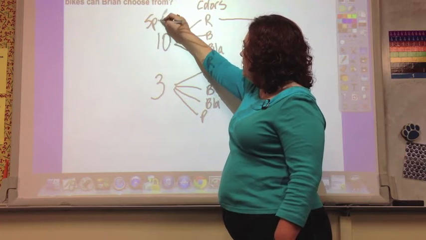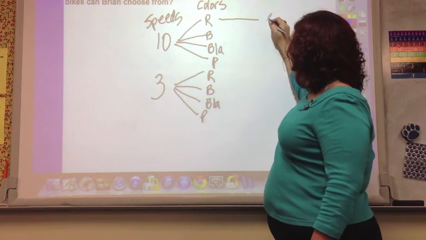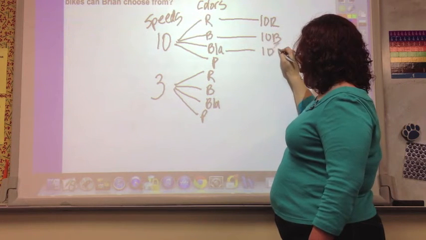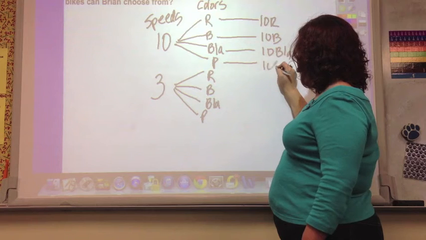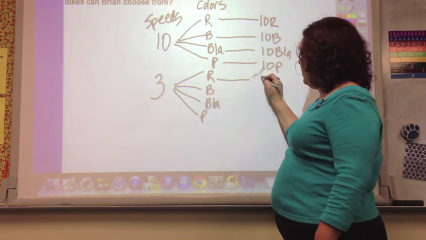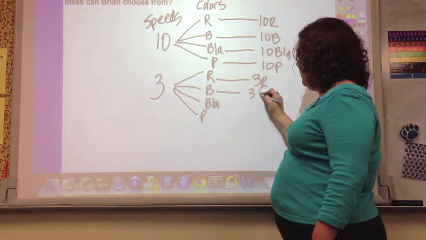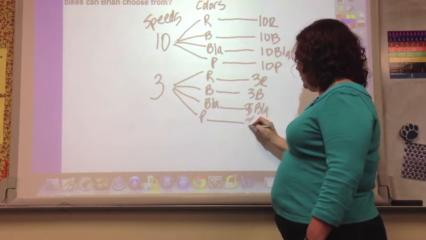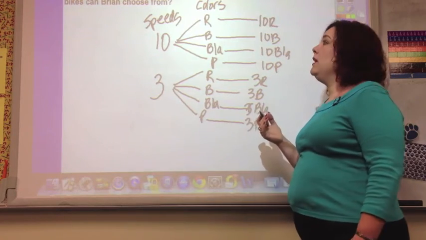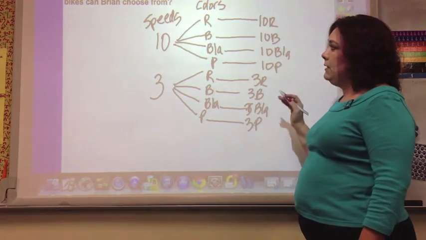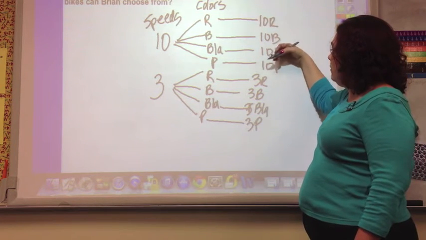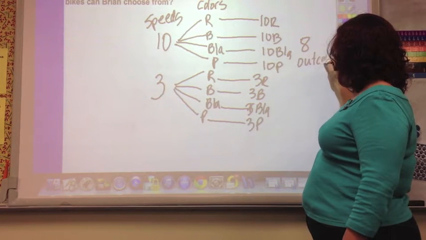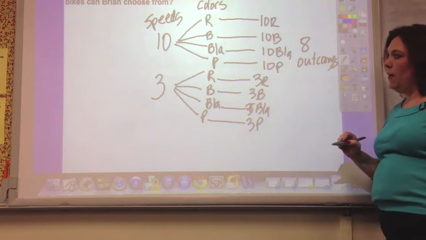These are the speeds. And then I would write 10 red, 10 blue, 10 black, 10 purple. And the same for 3: 3 red, 3 blue, 3 black, 3 purple. So the answer to my question, how many different bikes can he choose from? He can choose from 1, 2, 3, 4, 5, 6, 7, 8. 8 outcomes. Okay?